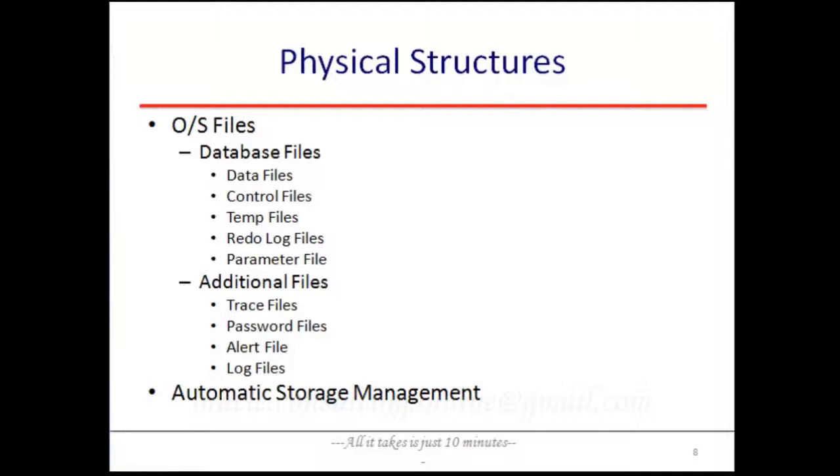You also have the password files. The password file is a file that is used typically when you want people to sign in as a super user from either the same system or from a different system. Then you have the alert file. The alert file is a text file which captures information about the main happenings of the database. It's also a very good starting point for a DBA to find out if there's a problem brewing within the database. And finally, log files.